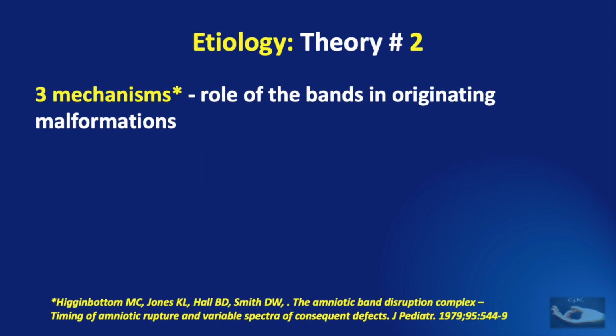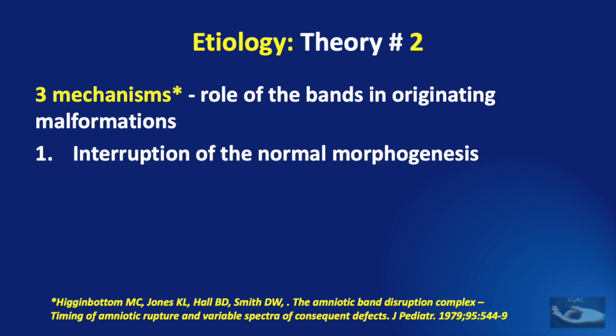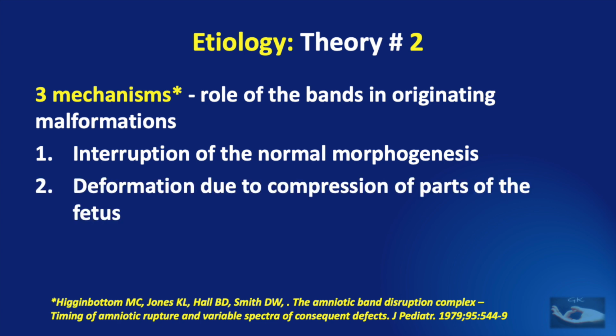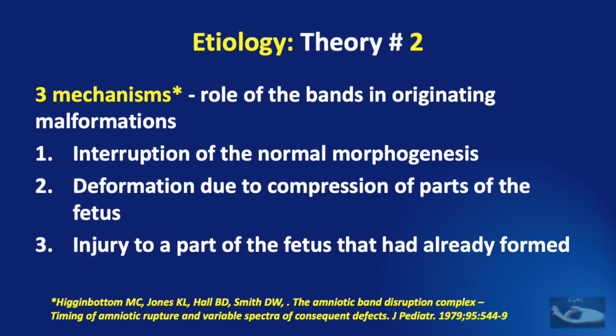The exact mechanisms by which these bands produce the malformations were described by Higginbotham in 1979. The first was interruption of the normal morphogenesis, for example, at the time of facial fusion process. The second was deformation due to compression of parts of the fetus or interlacing of an anatomical part of the fetus by a band. And thirdly, injury to a part of the fetus that had already formed, like in the cases with constriction rings around the limbs.